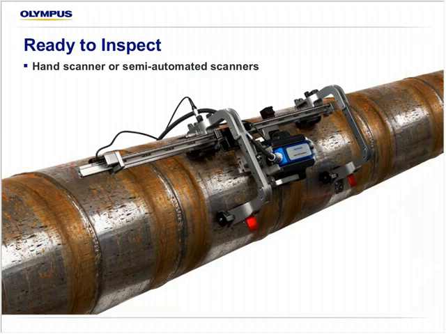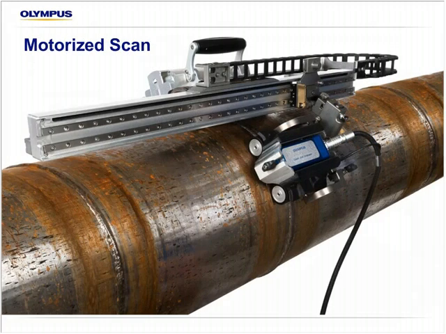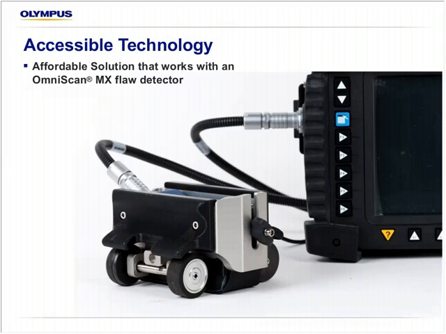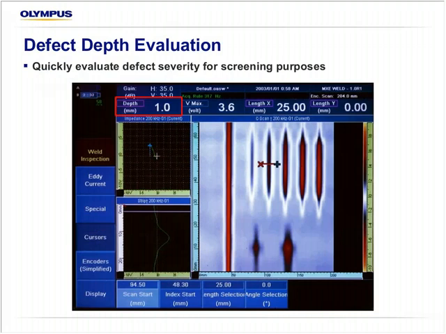Those are pictures of our most up-to-date scanners that we launched last summer. And it's working well on pressure vessels, pipes, or pipelines. There's also a motorized scanner that can handle this probe. This is an accessible, affordable technology that works with the OmniScan MX flaw detector, and it's using special software called the MXC Weld software, derived from the commercial standard eddy current array software. It also has an interesting feature that we just added to allow the depth evaluation of a surface breaking defect. So the user can quickly evaluate the depth severity for screening purposes by selecting the defect and displaying the depth.